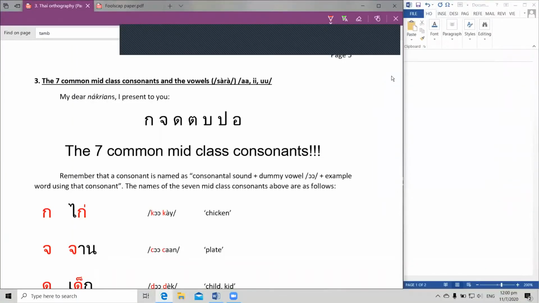Sawadee krab. So in this section, we'll learn the 7 common mid-class consonants and the vowels R, E, U.